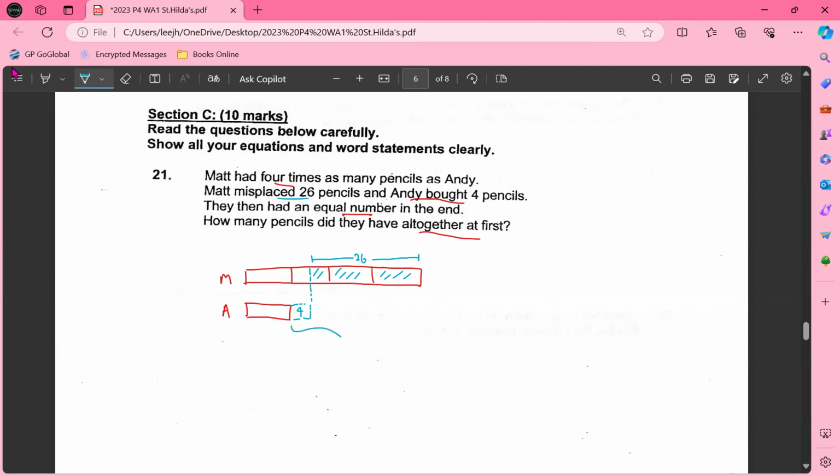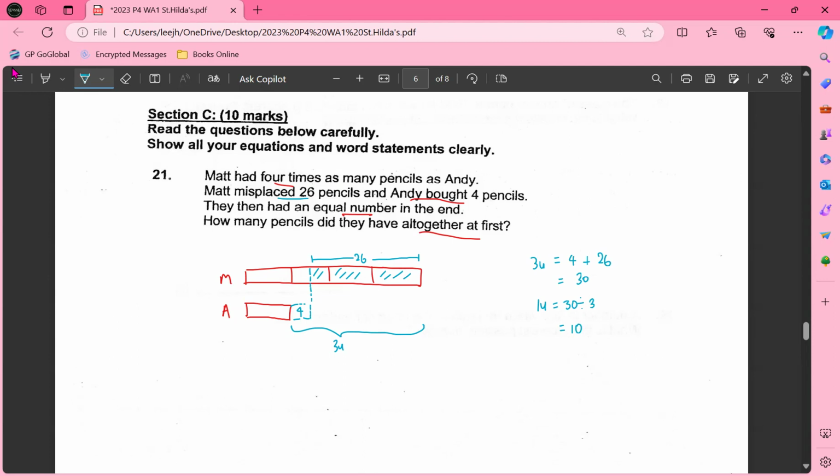So if you look at this, the two values here, you can find out the value of 3 units. Okay, so look for 3 units. 4 plus 26 is 30. Look for 1 unit. 30 divided by 3, 10. So how many pencils did they have altogether at first?